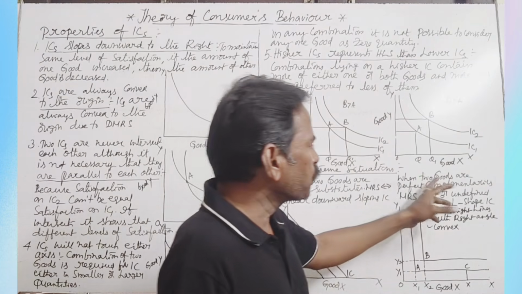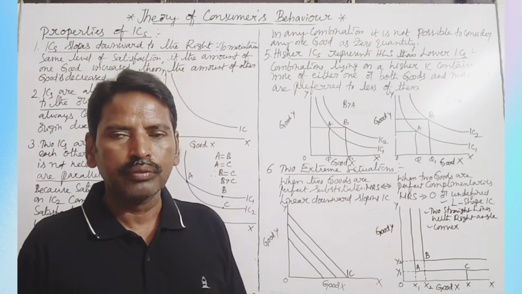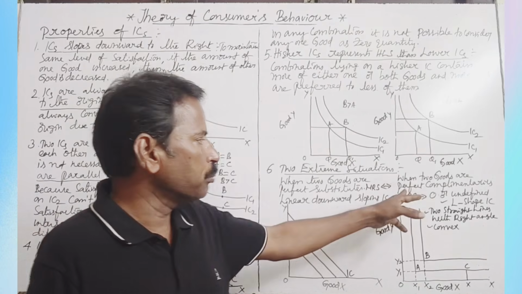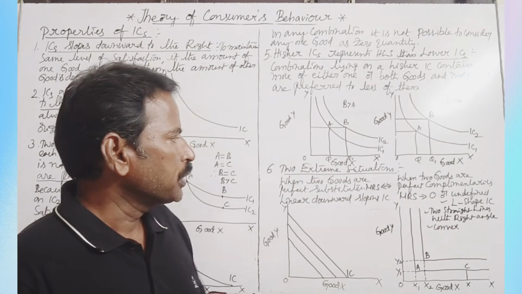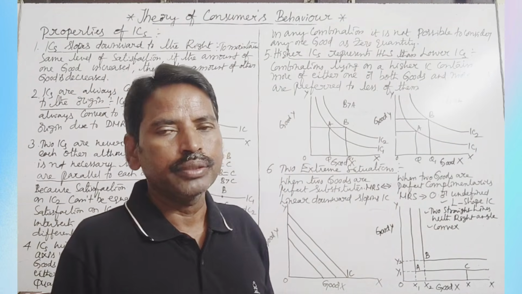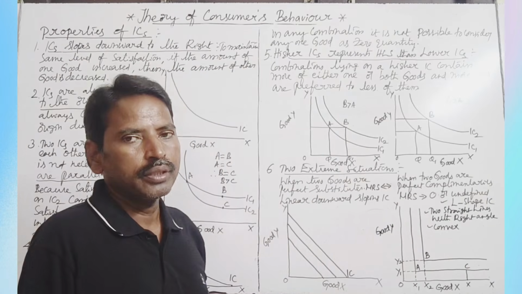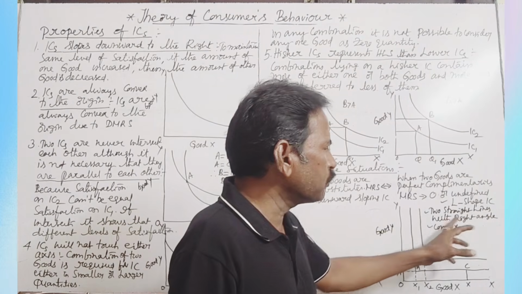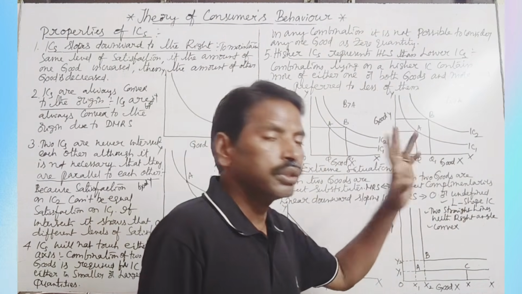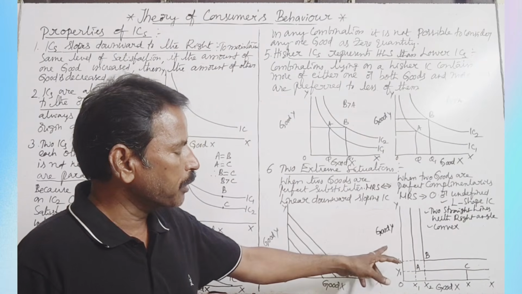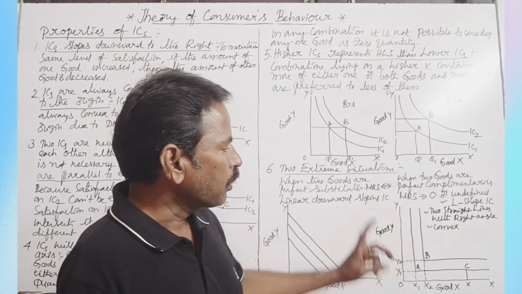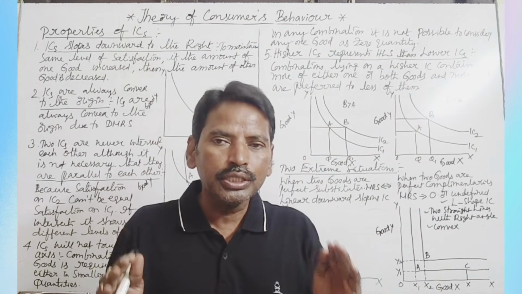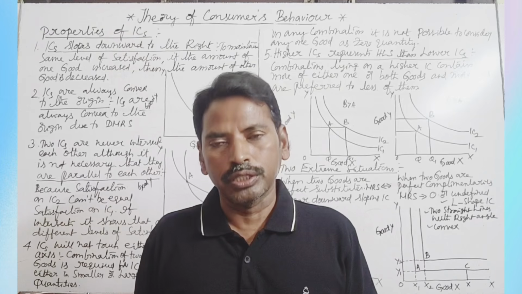The second one is when two goods are perfect complements. Left shoe and right shoe, or left earring and right earring, are the best examples of perfect complements. MRS is 0 or undefined. The IC curve is L-shaped, or two straight lines with a right angle, convex to the origin. If you observe this diagram, the IC is just like an L-shape. So these are the properties of indifference curves.